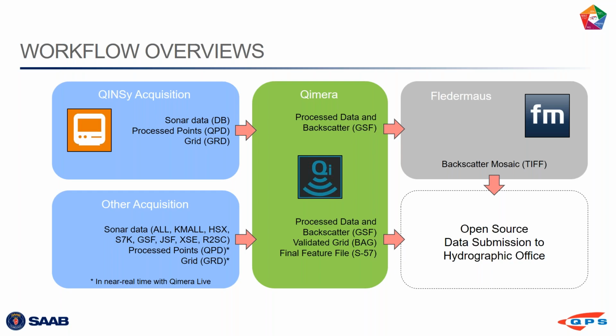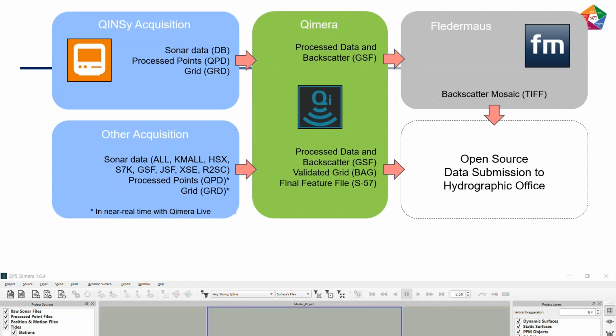And this is real hydrographic office data. The S7K data is relatively lean, so I have some pre-made vessel files that contain the lever arm offsets and angular rotations that QIMERA would normally read from the raw sonar metadata if it were available. Also, the acquirers of the data were not using QIMERA Live, so I'll be creating the process points and grid in the QIMERA post-processing.